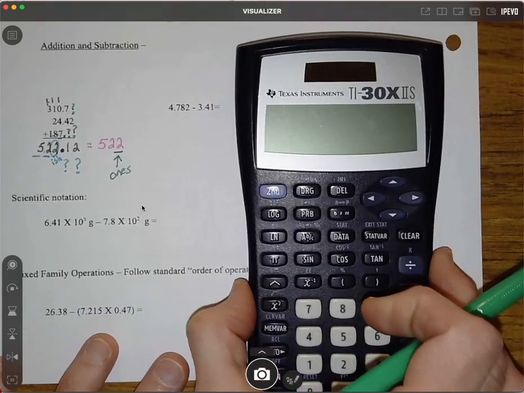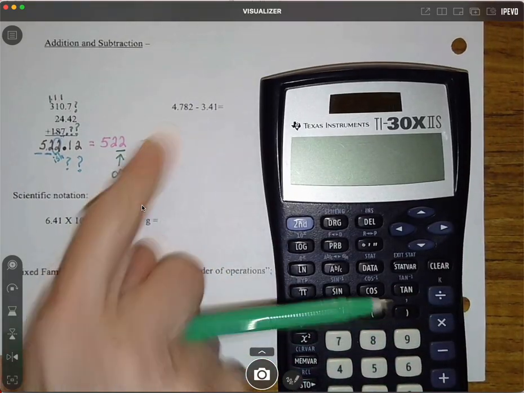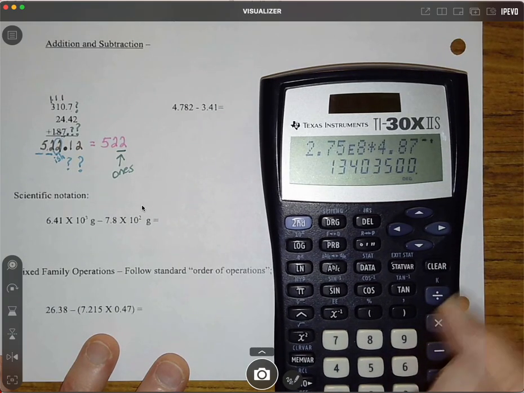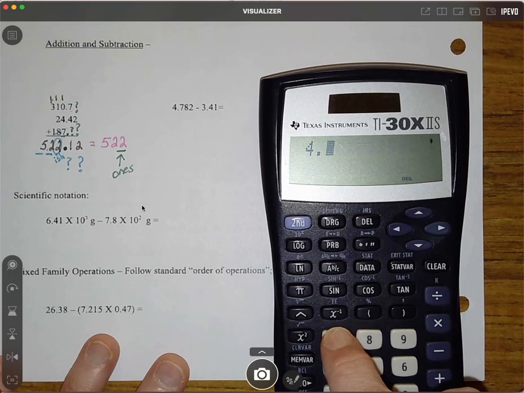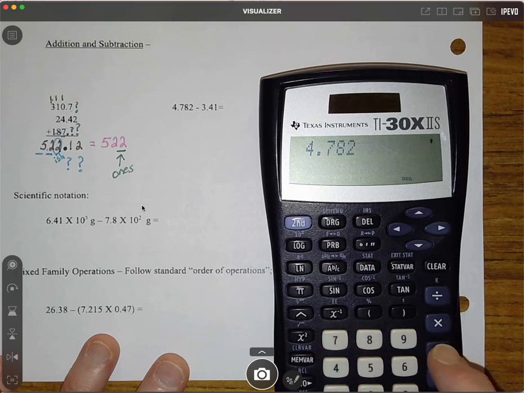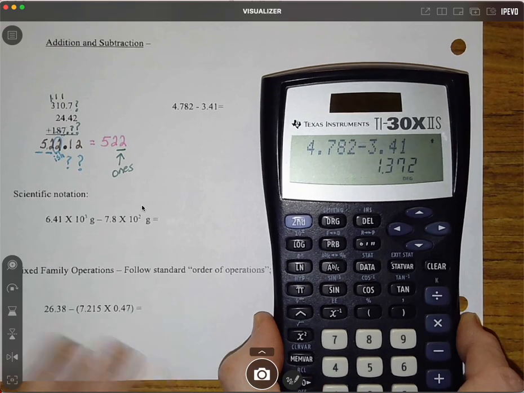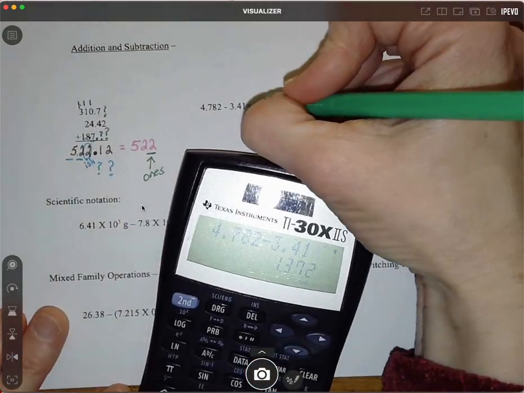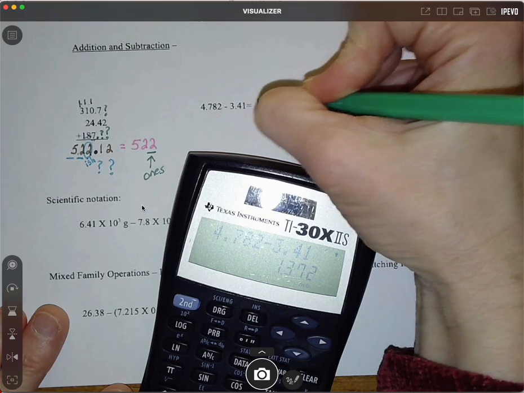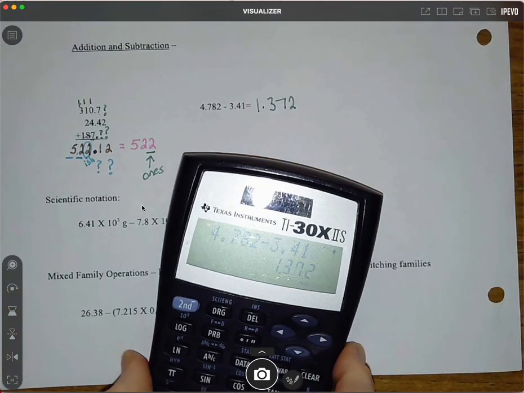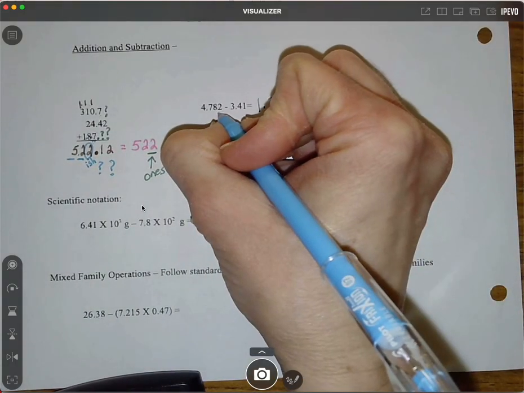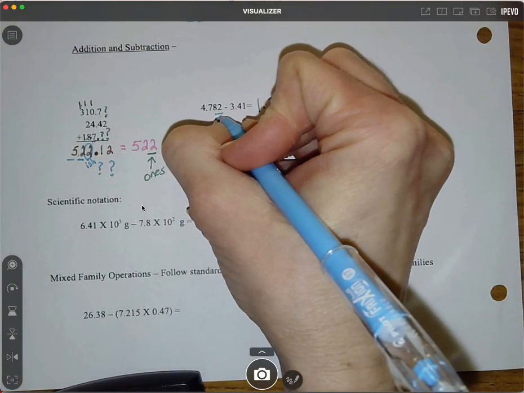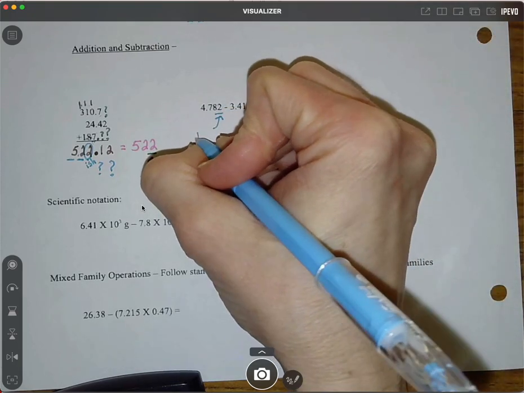In actual practicality, if I need to subtract these numbers, here's what I'm going to do. I'm going to use my calculator. 4.782 minus 3.41. My calculator says 1.372. And now I'm going to look at the place situation. This one goes to the thousandths.